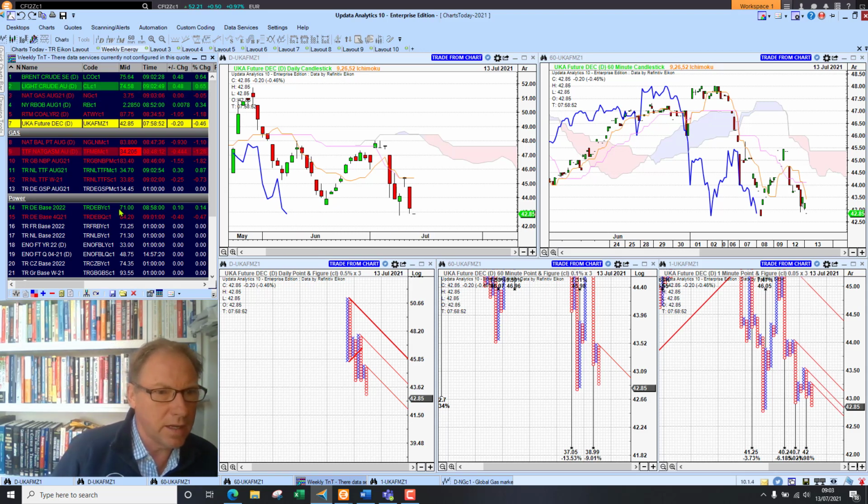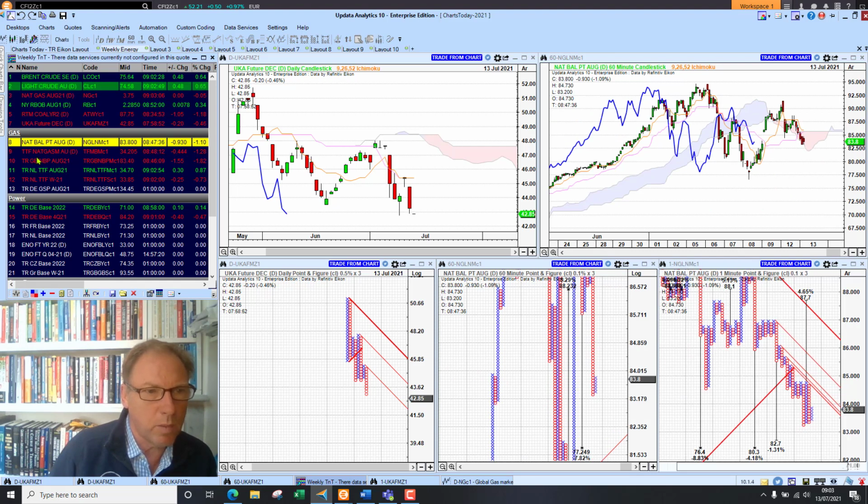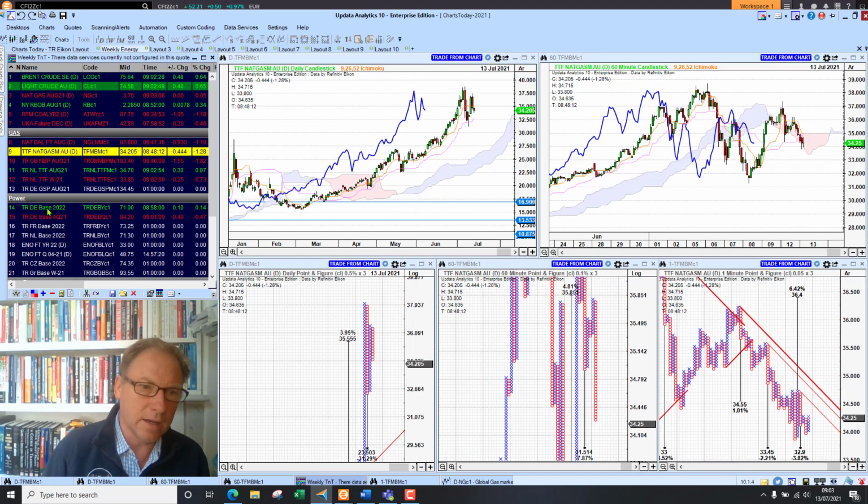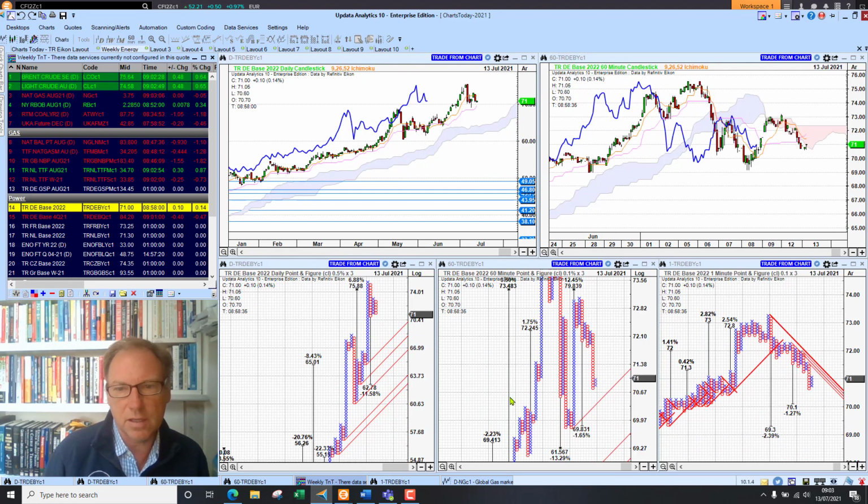Taking a look at the gas markets, they were down 1% there on MBP and on TTF. And German power up very slightly this morning.